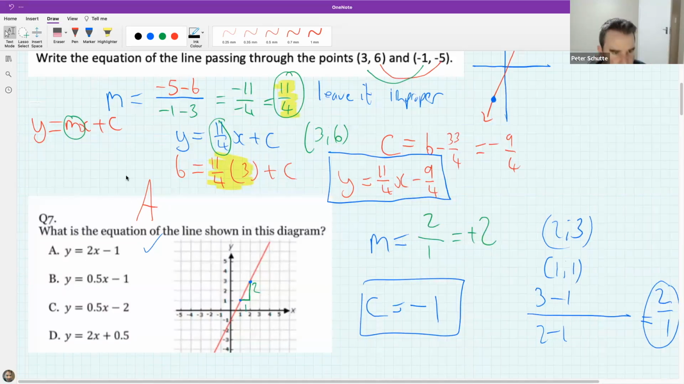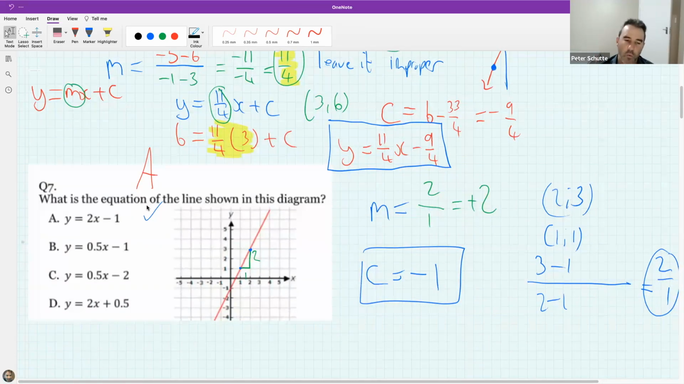In question 7, what was different was that instead of the information being given as points, the points are actually on the line. You can choose the points and work them out just by looking at the graph. One way you could do it is by choosing these 2 points. One point is 2, 3. Here's 2, 3, I wrote it down. Then this one over here is the point 1, 1.